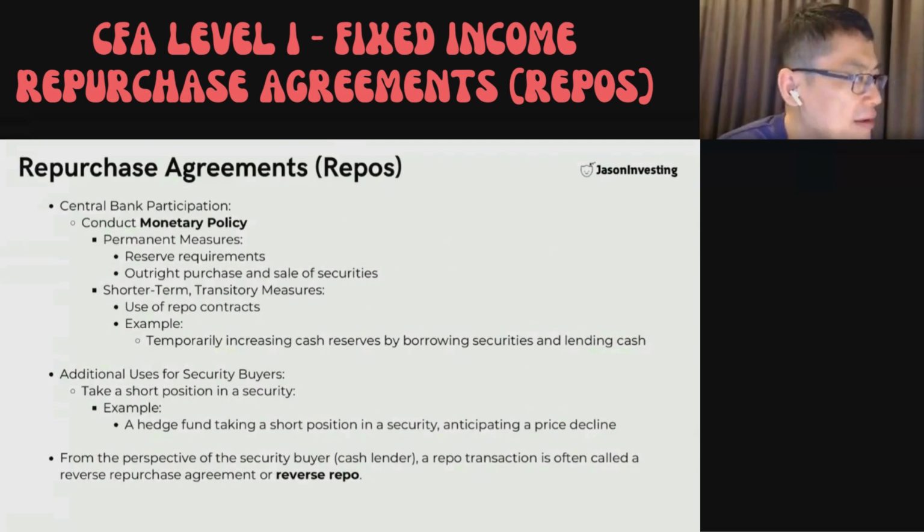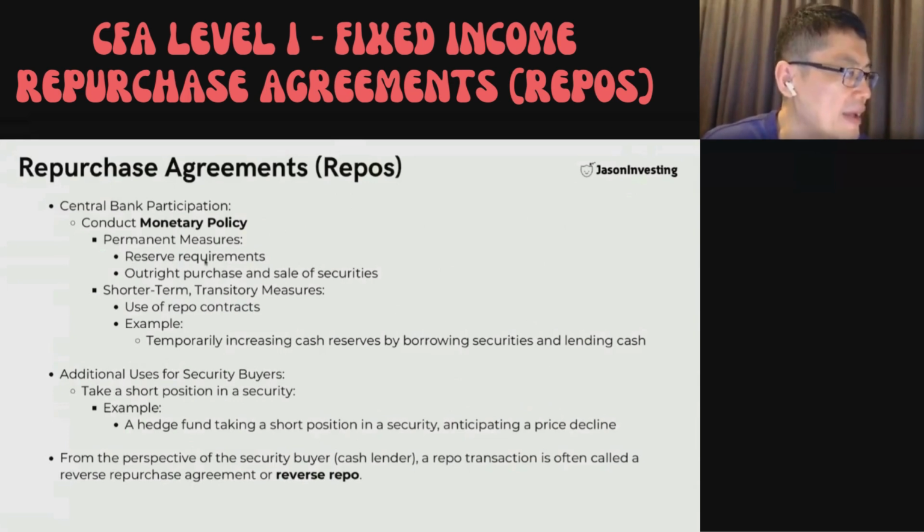As we have said earlier, central banks conduct monetary policy with repo as well. There are permanent measures of conducting monetary policy. Examples could be reserve requirements, which are the amount of reserves that the commercial banks keep with the central bank every day to meet the minimum reserve requirements, or just the outright purchase and sale of securities. These are also known as open market operations. But shorter-term transitory measures use repo contracts.